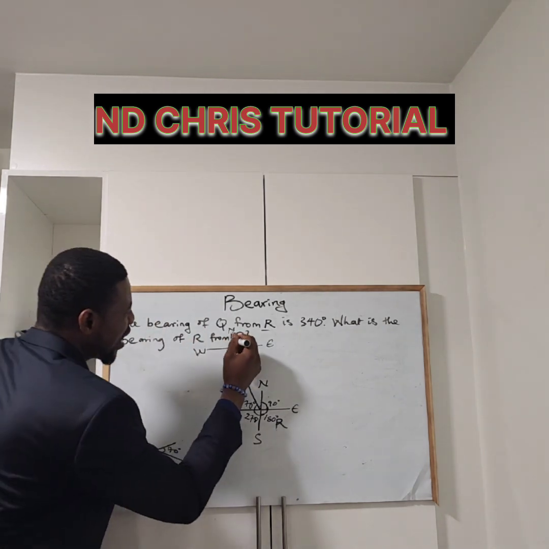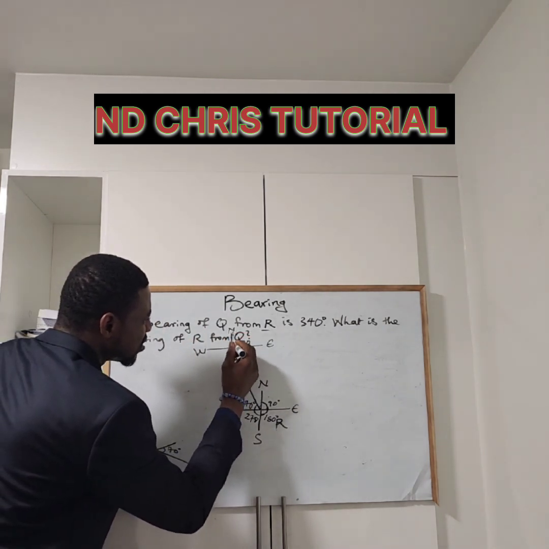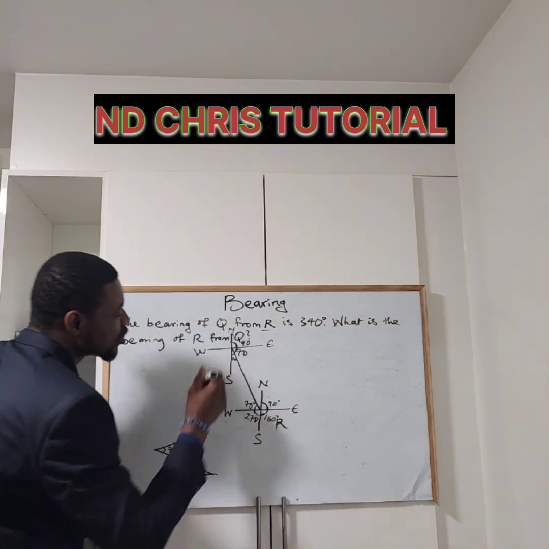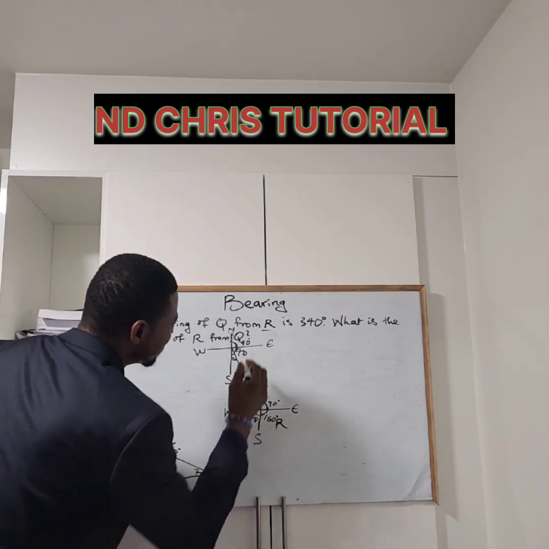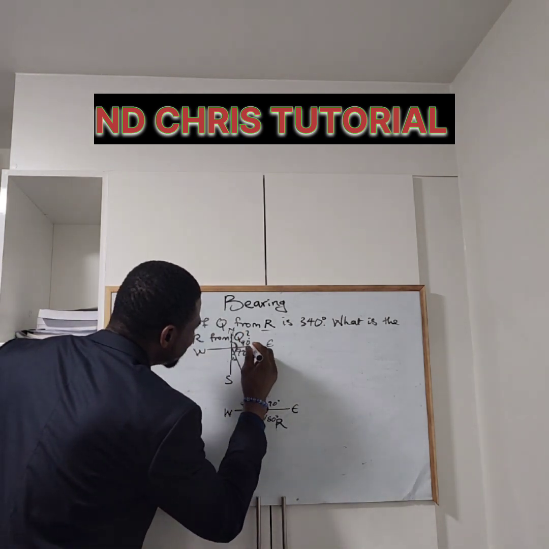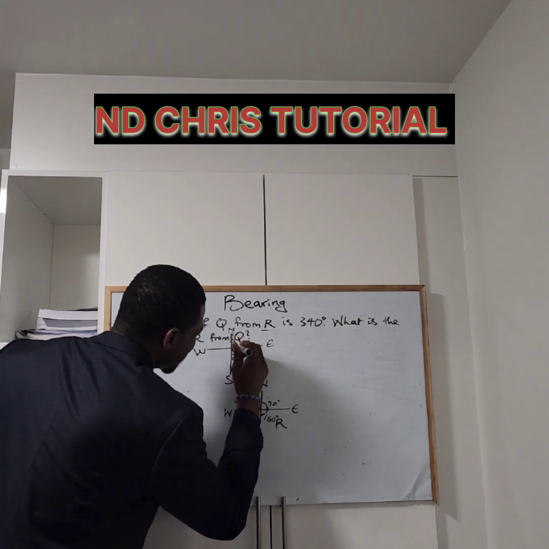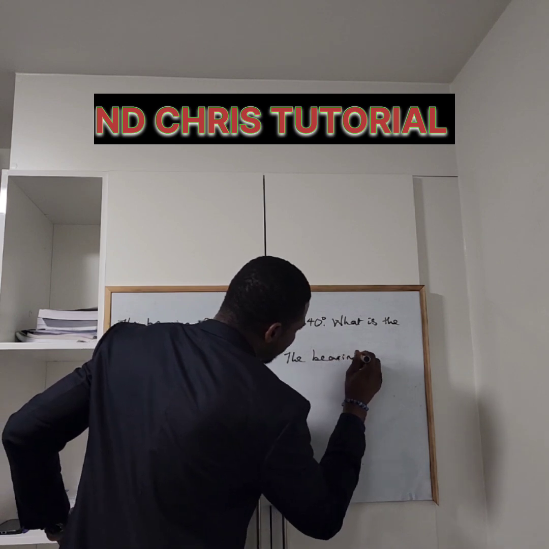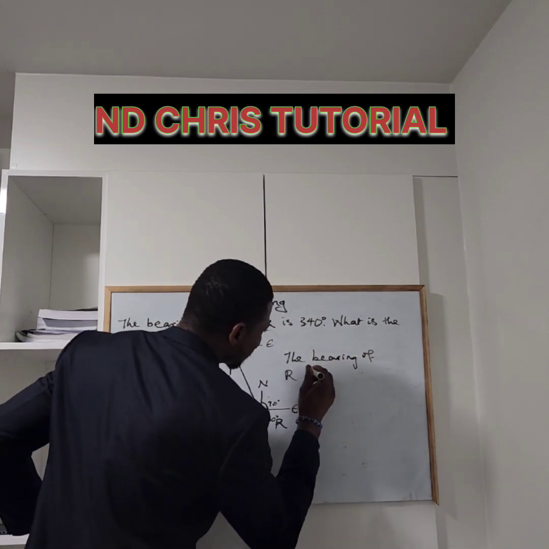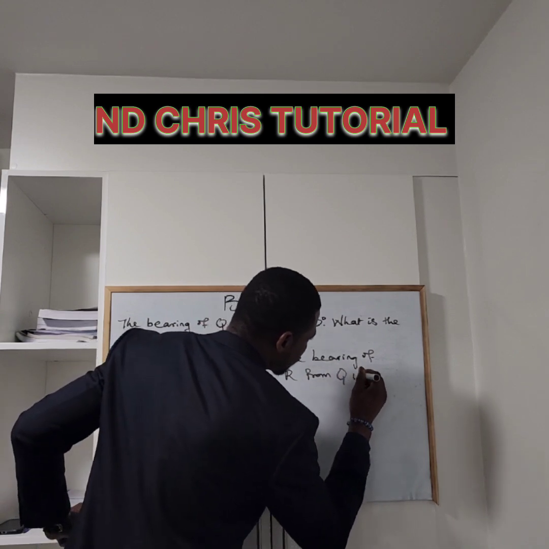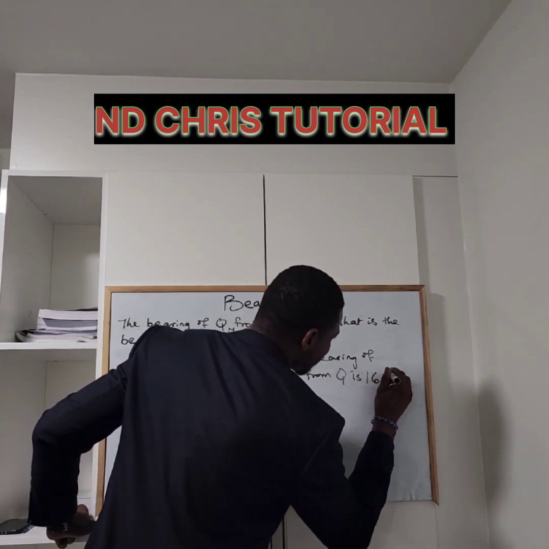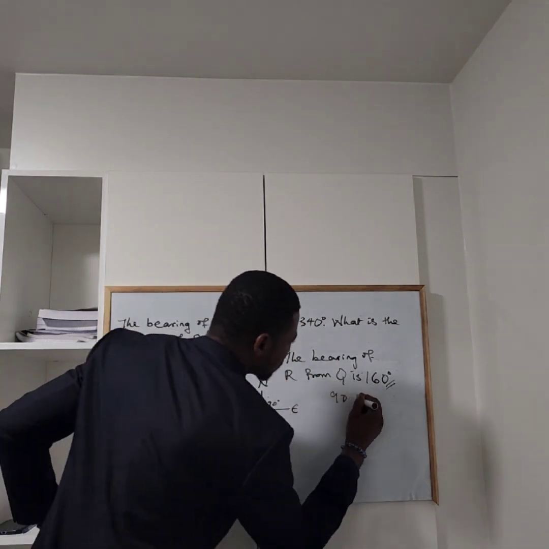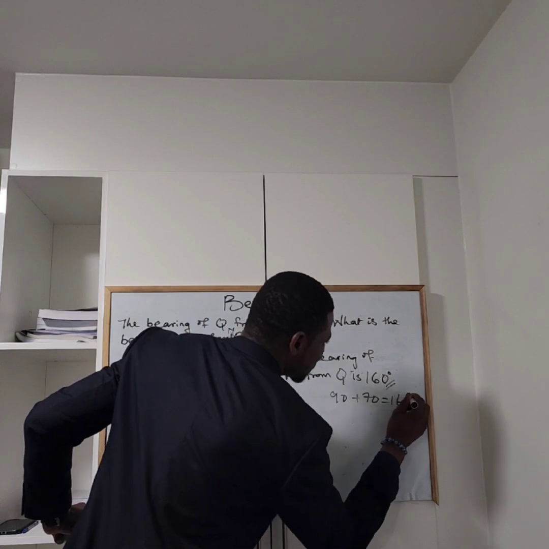All right, so we have to add it starting from the north. 90 plus 70, take it down until it touches this line. That will give us what? 90 plus 70 will give us 160. So that is 160 degrees from here to here, 160. So you then say the bearing of R from Q is 160 degrees. How did I get that? 90 here plus this alternate angle 70, that will give us 160 degrees.